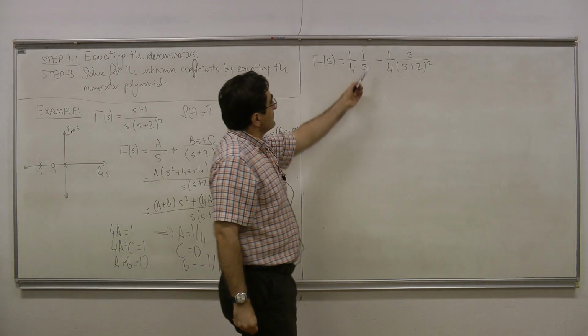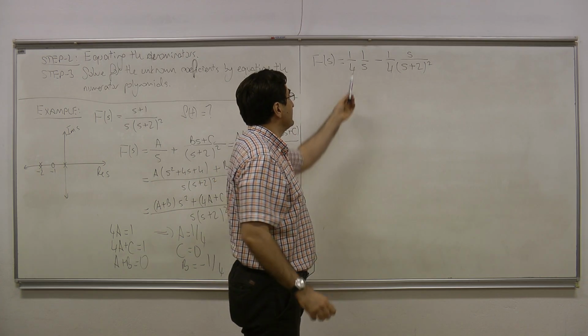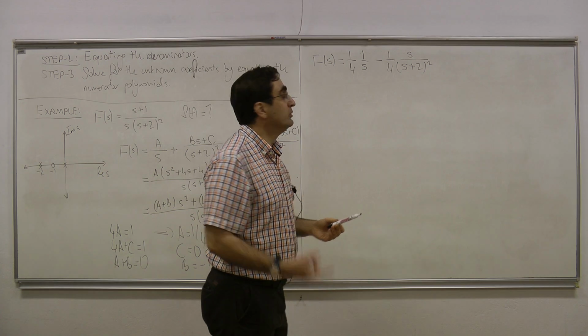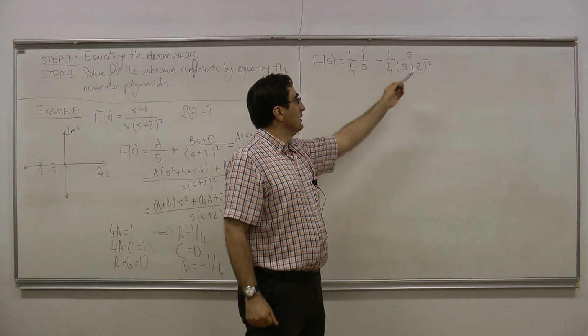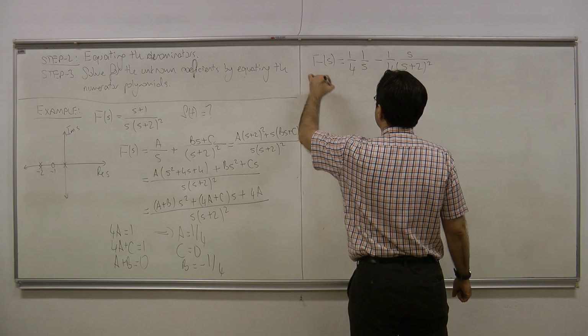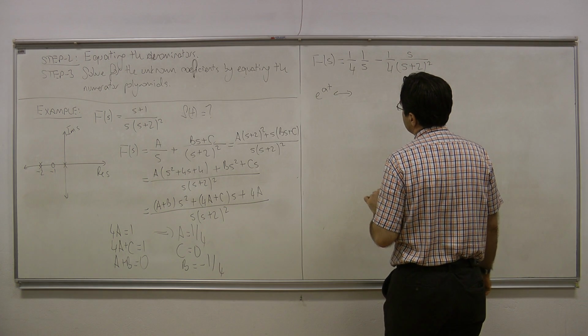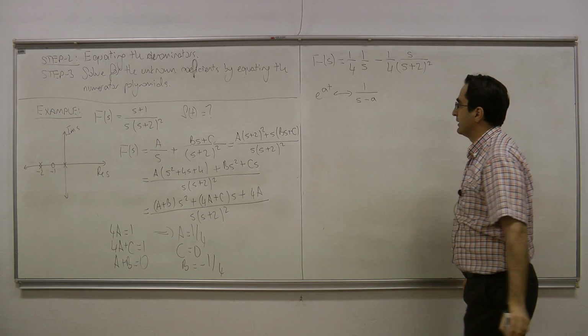Okay? So I have these terms, and I have to take the inverse Laplace transformation of these partial fractions. So you see here, the first term is easy, 1 over s. The inverse Laplace transformation of that is just 1. It is the unit step function. But this is more difficult. Okay? So let us think about e to the at. E to the at had the Laplace transformation 1 over s minus a.